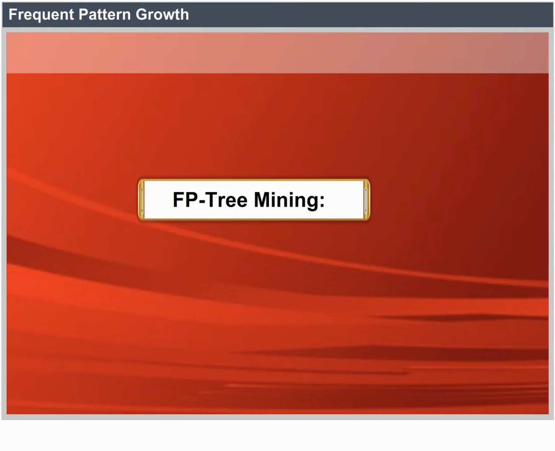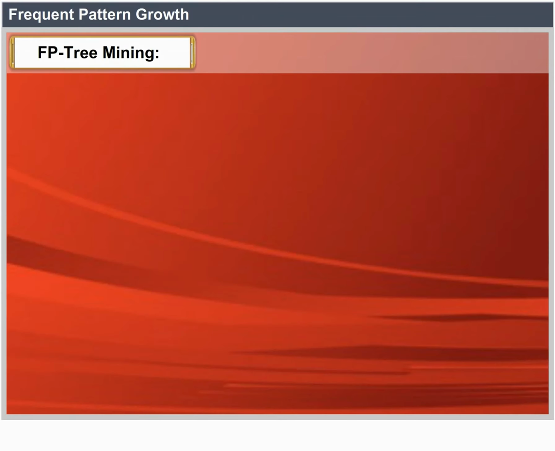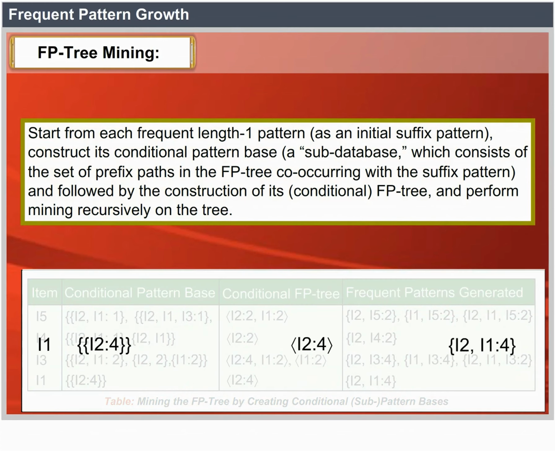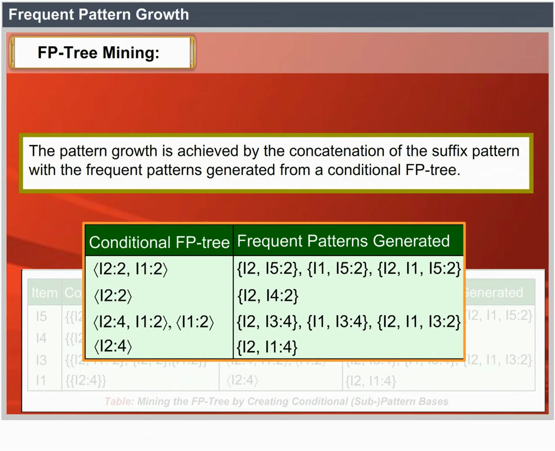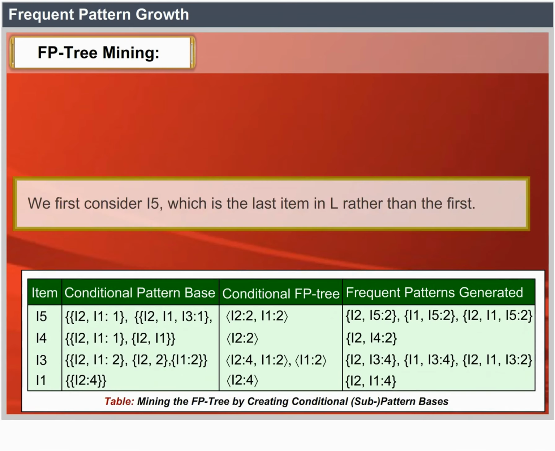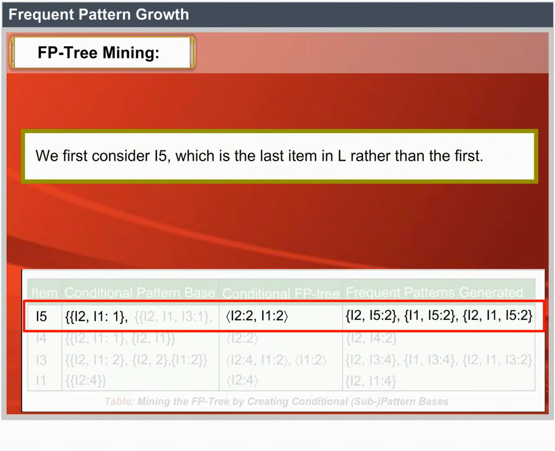Frequent pattern tree mining. Start from each frequent length one pattern as an initial suffix pattern. Construct its conditional pattern base, a sub-database which consists of the set of prefix paths in the FP tree, co-occurring with the suffix pattern. Then construct its conditional FP tree and perform mining recursively on the tree. The pattern growth is achieved by the concatenation of the suffix pattern with the frequent patterns generated from a conditional FP tree. We first consider I5, which is the last item in L rather than the first.